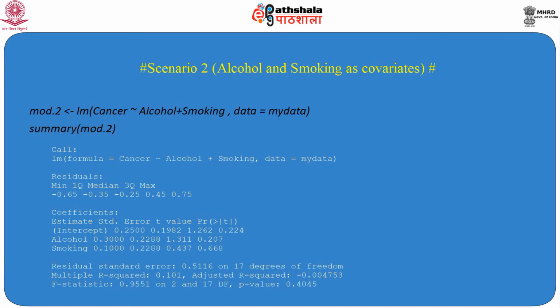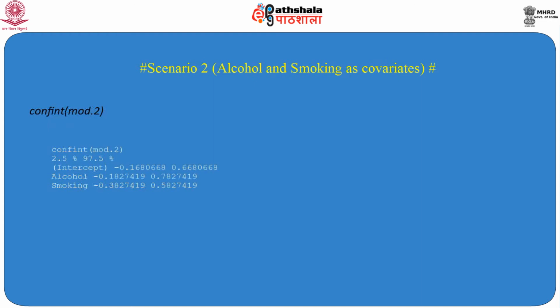So somehow this multiple R square has become better in comparison to the earlier one. Now it increased to 0.10. So if we go for model effect comparison, then you can state this model is better than the first model, because this multiple R square is better than the earlier one. Now we will check the confidence interval of these regression coefficients, that is for alcohol and smoking.